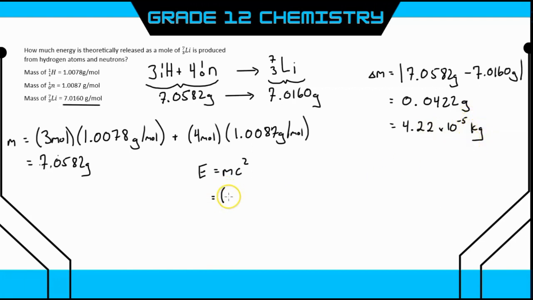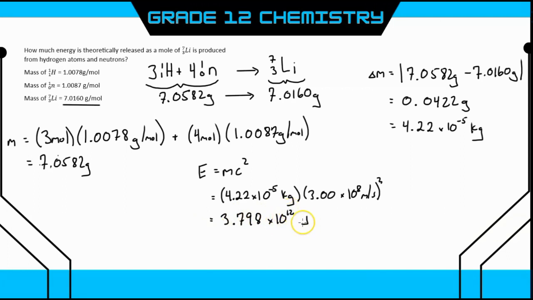So we can take that mass, 4.22 times 10 to the minus 5 kilograms, multiply it by the speed of light, which is 3.00 times 10 to the 8 meters per second, and square it. We get a total energy of 3.798 times 10 to the 12 joules. Or if you prefer kilojoules, 3.798. Just divide by 1,000 or subtract 3 from our exponent here.